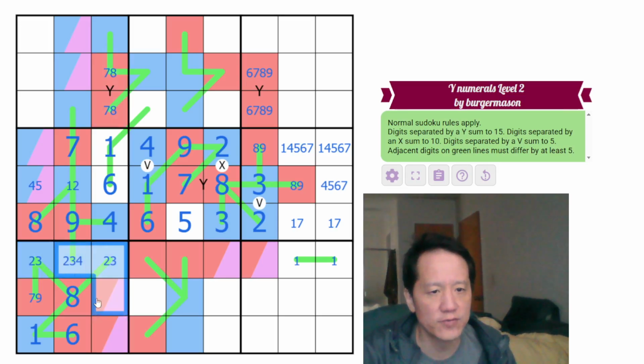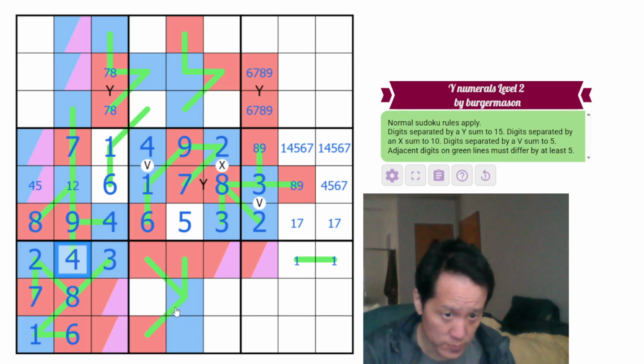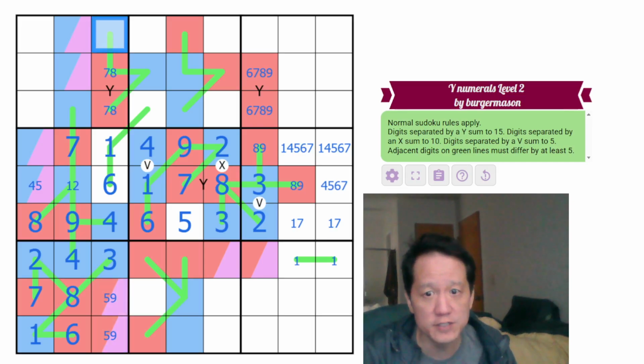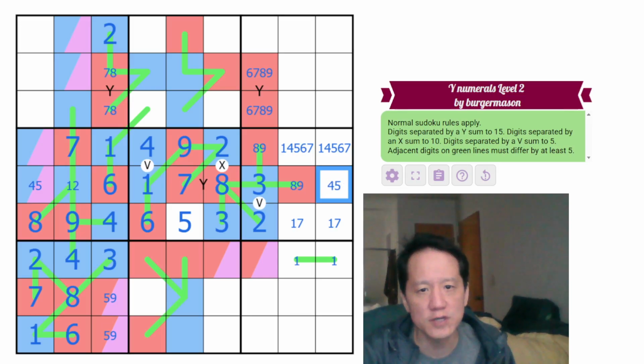Where is the 7 in box 7? It has to be here, which makes this a 2, which makes that a 3. This has to be a 4 now. This has to be a 5, 9 pair. The remaining digit here is a 2. This is a low. This has to be a high. So this cannot be 6 or 7. This can't be 8. So this is 9, which makes that an 8.